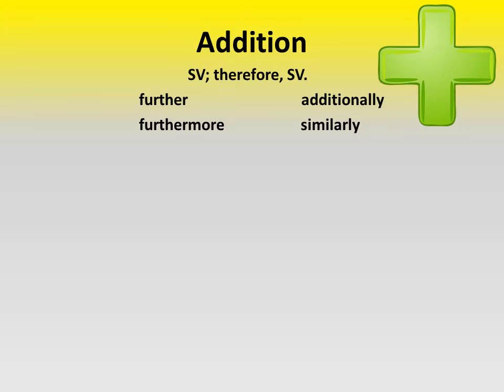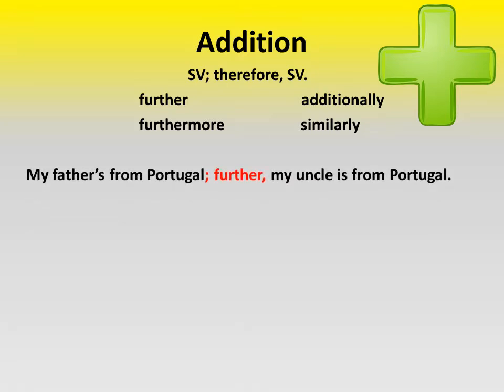And here are some transition words to show addition. Remember, we use the same formula for further, additionally, furthermore, and similarly. So this is like saying and with two independent clauses that have similar or the same information. So we have the sentence, my father's from Portugal, semicolon, further, comma, my uncle is from Portugal.